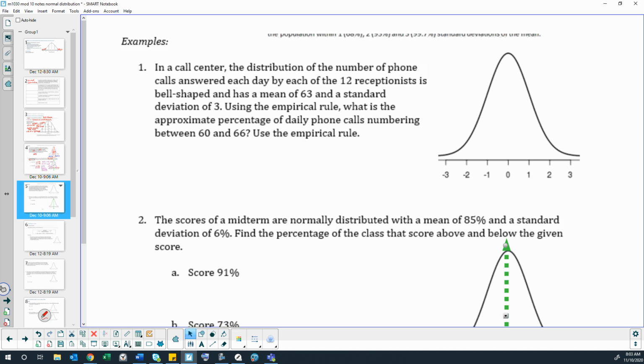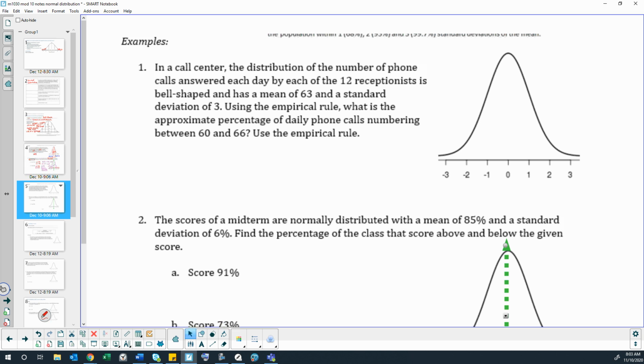In a call center, the distribution of the number of phone calls answered each day by each of the 12 receptionists is bell-shaped and has a mean of 63 and a standard deviation of 3. Using the empirical rule, what is the approximate percentage of daily phone calls numbering between 60 and 66?